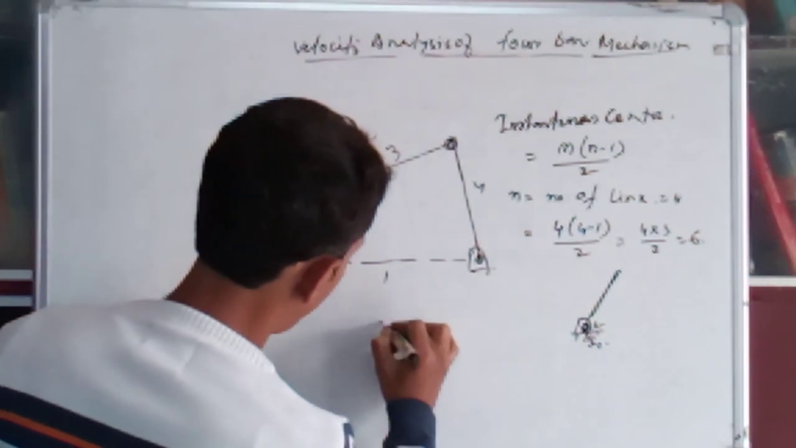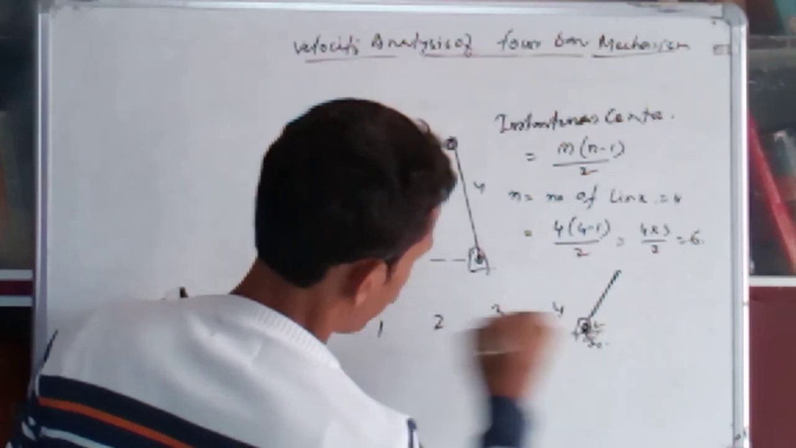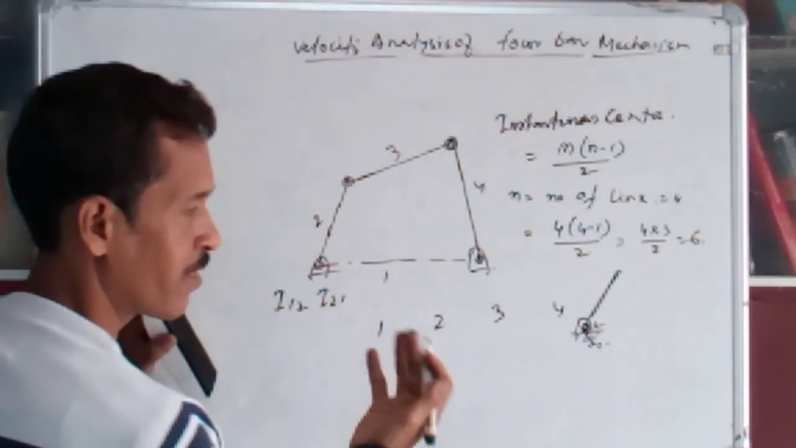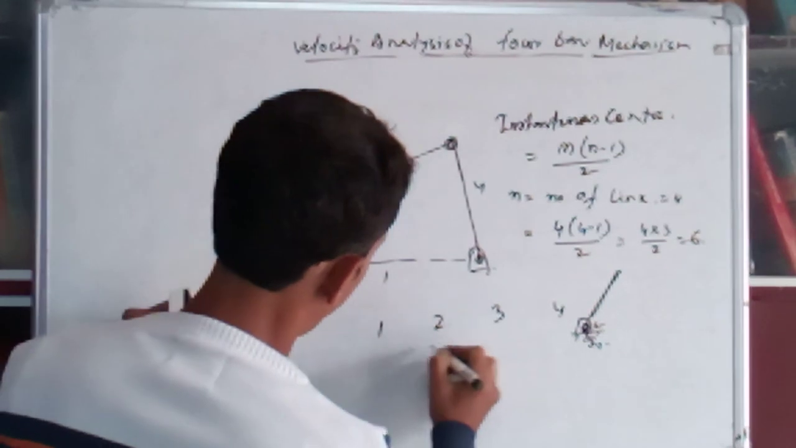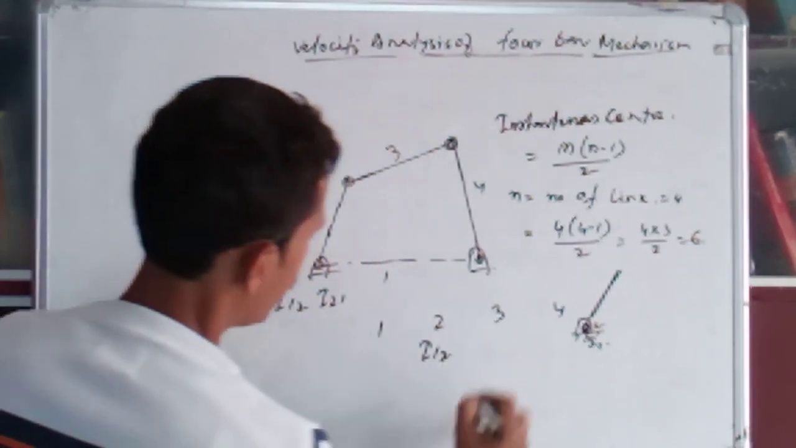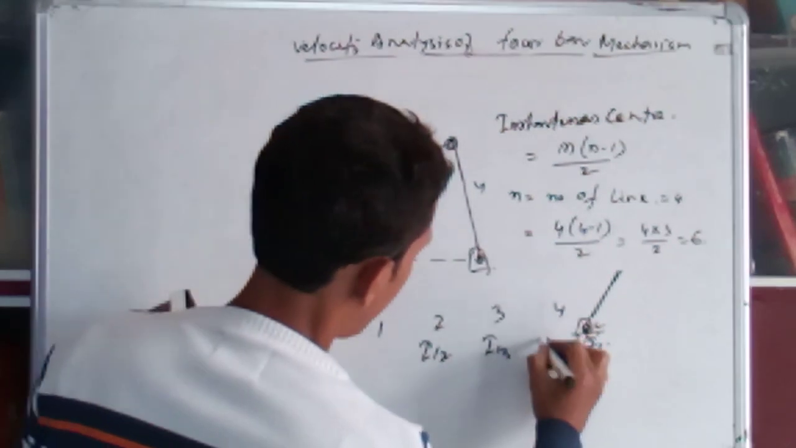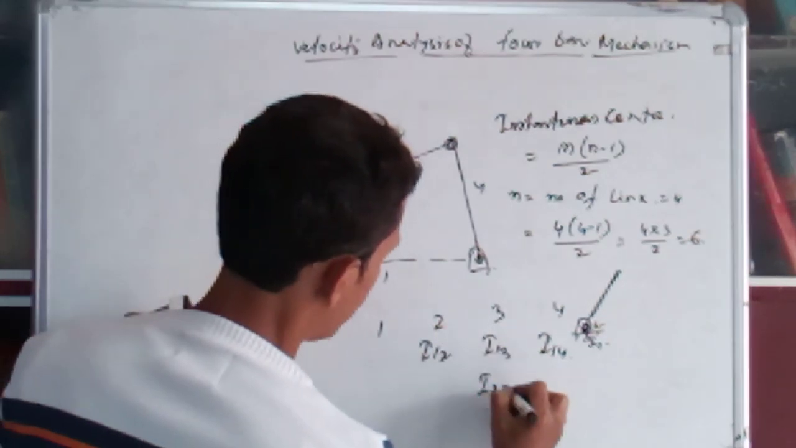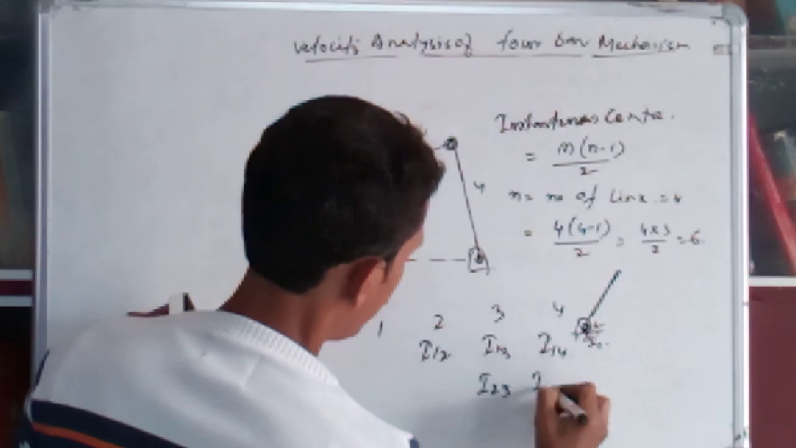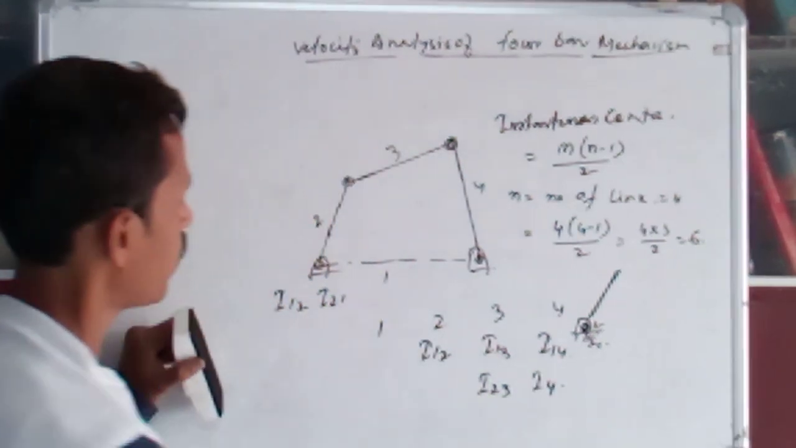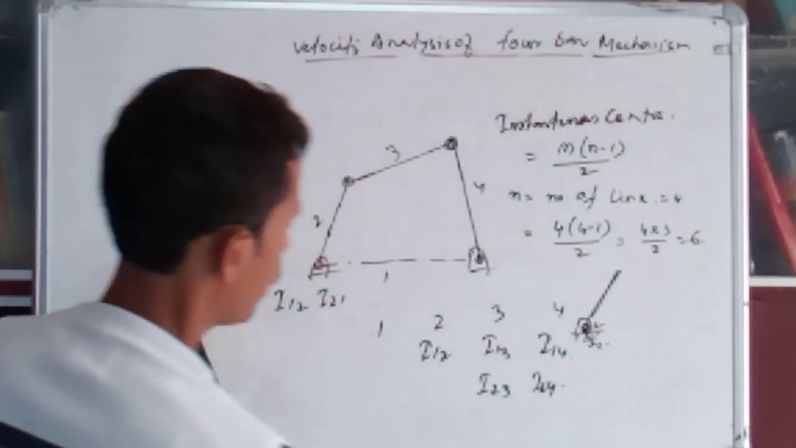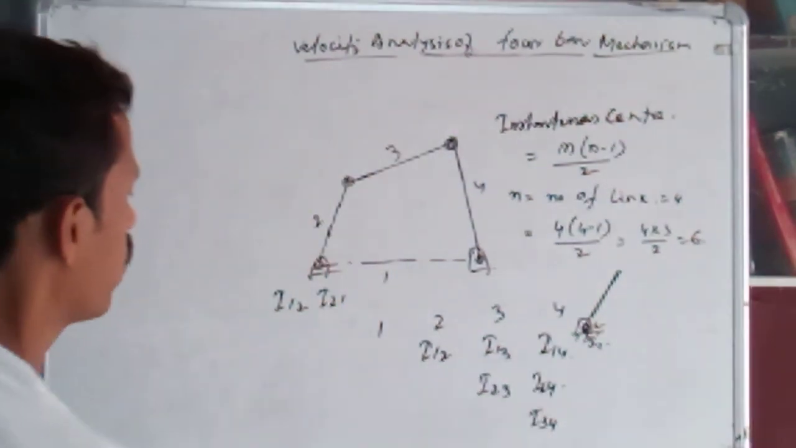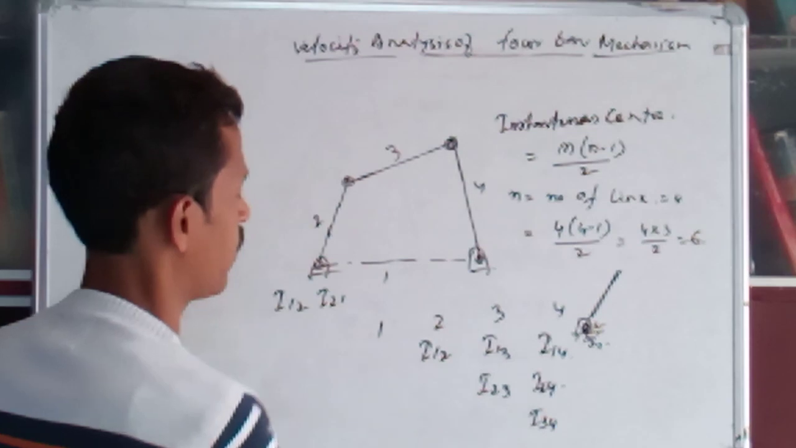Suppose link number 1, link number 2, link number 3 and link number 4. So the instantaneous center I12 or I21 is the same. First we have I12, I13, I14. Between 2 and 3 we write I23, between 2 and 4 I24, and between 3 and 4 I34. So 6 instantaneous centers are there.